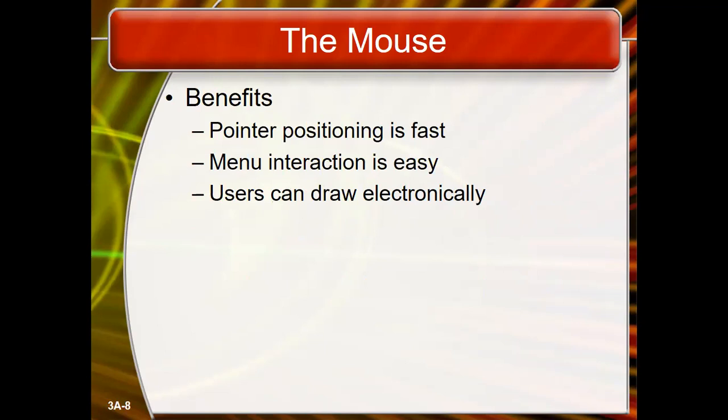So benefits. What are the benefits of this? Cursor positioning is fast in an optical mouse. The other thing is that manual interaction or activity interaction is very easy in an optical mouse. And then the other thing is that users can draw electronically using these particular gadgets, all right?